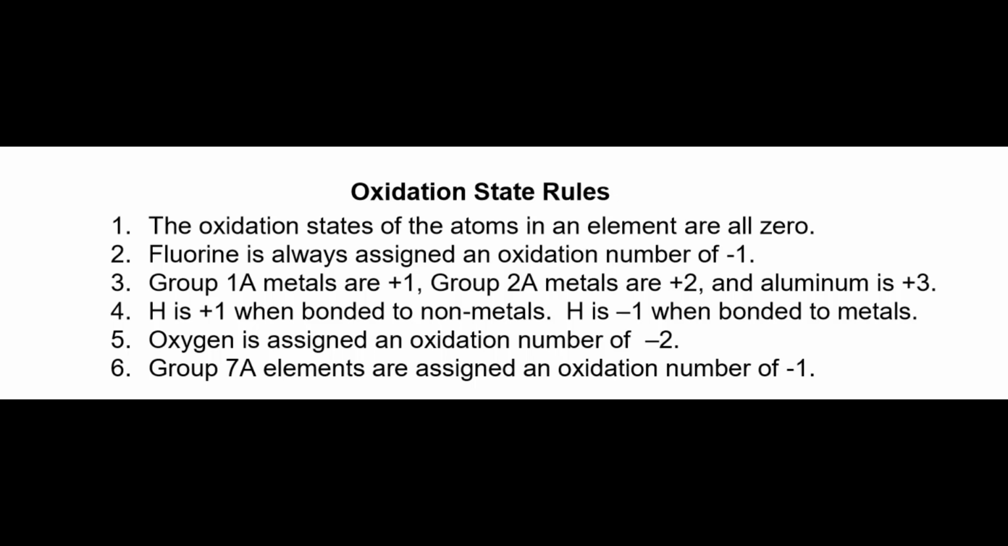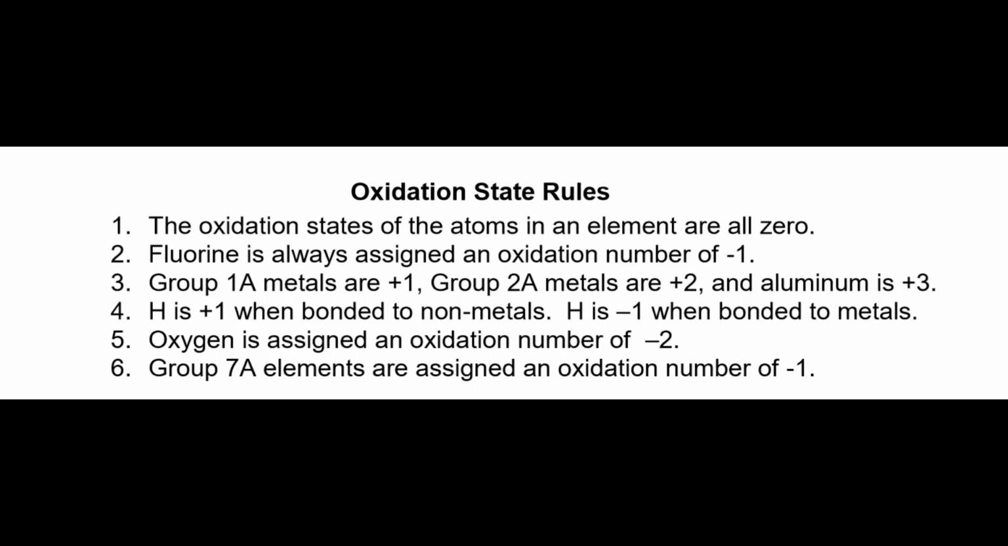So remember, the oxidation state of the atoms in an element are all 0. Fluorine is always assigned an oxidation number of -1. Group 1A metals are +1. Group 2A metals are +2, and aluminium is +3. Hydrogen is +1 when bonded to nonmetals. Hydrogen is -1 when bonded to metals. Oxygen is assigned an oxidation number of -2, and group 7A elements are assigned an oxidation number of -1.